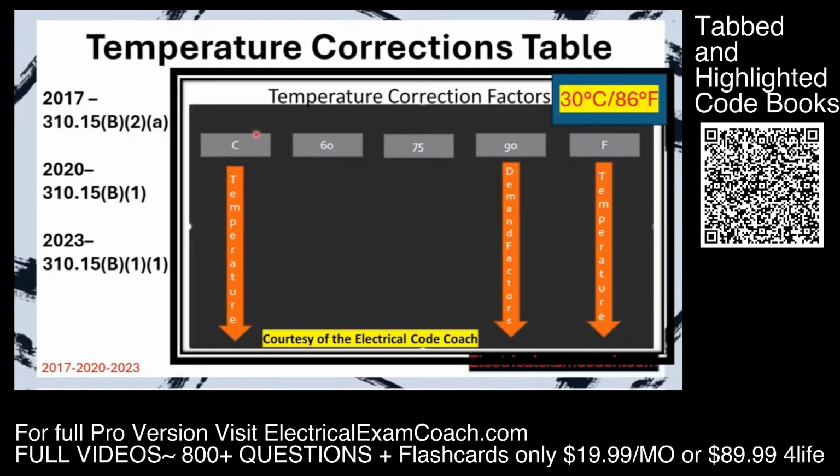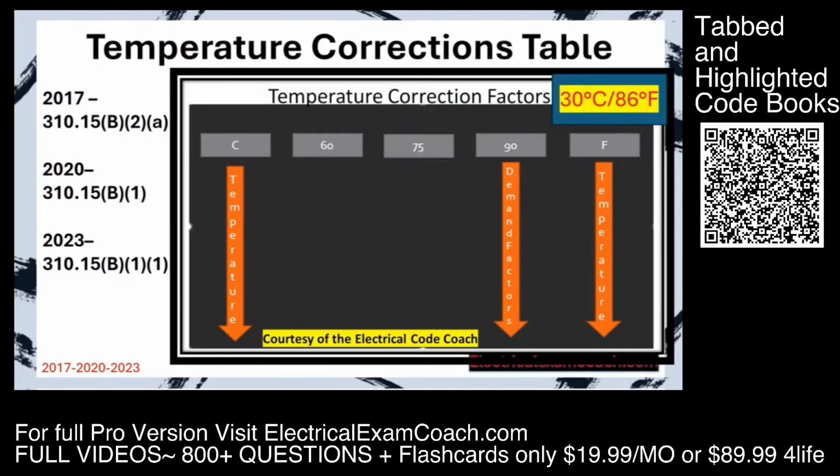On the left-hand side, we're going to find our column in Celsius. And that's if your actual ambient temperature is in degrees Celsius. You would start on the left-hand side, find the degrees in Celsius, and then finish the process that we're getting ready to learn. Across the top, you'll see a 60, 75, and 90 degree C column. And those correspond with the 60, 75, and 90 degree C columns of our starting ampacity table. Then on the right-hand side, you'll notice degrees Fahrenheit. And that's if your ambient temperature is listed in degrees Fahrenheit. Let me give you an example.